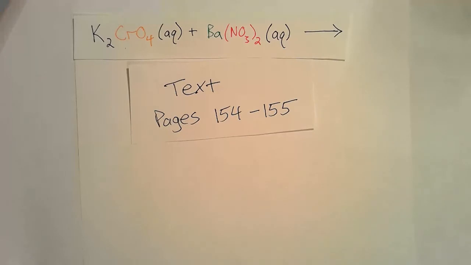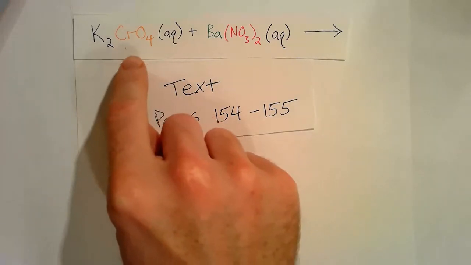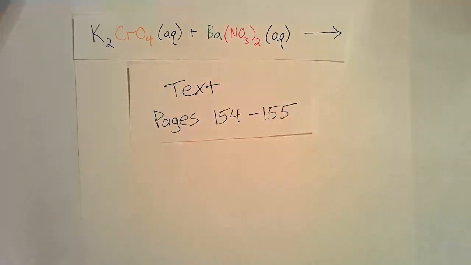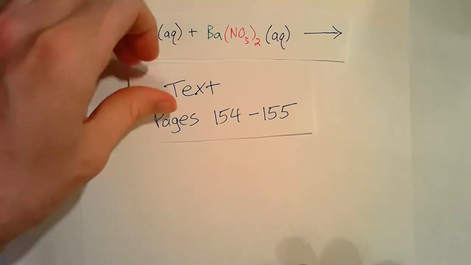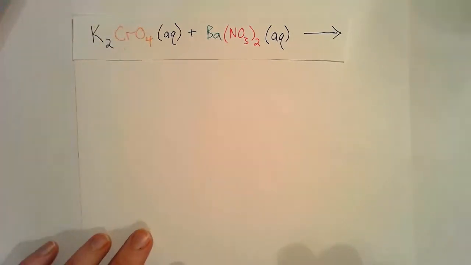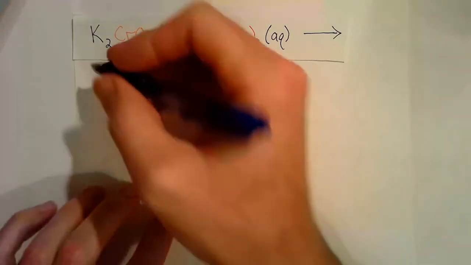Let's do another problem out of the textbook where we're going to take two solutions of potassium chromate and barium nitrate, and we're going to put those together in the lab and see what happens. Before we go to the lab, we'll probably want to understand what we might see. So we'll be able to make an educated guess if we break these down into ions.